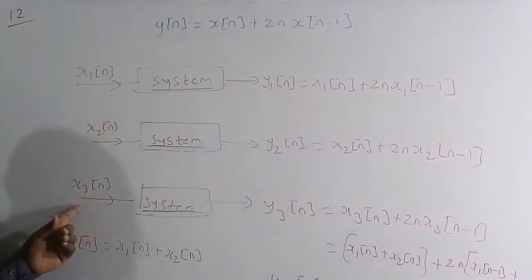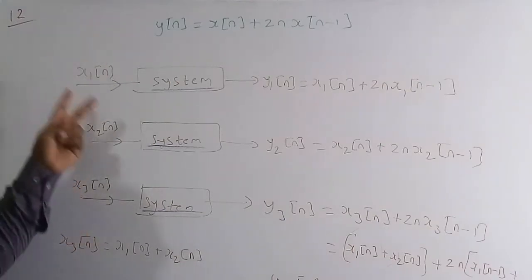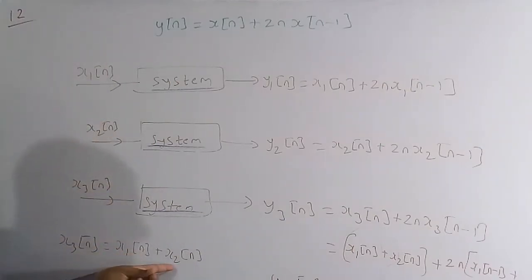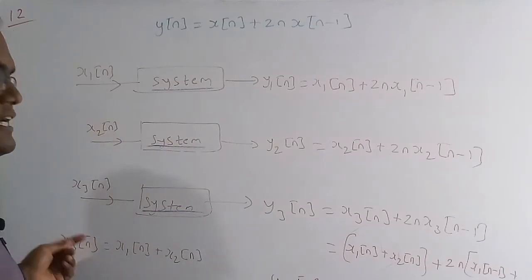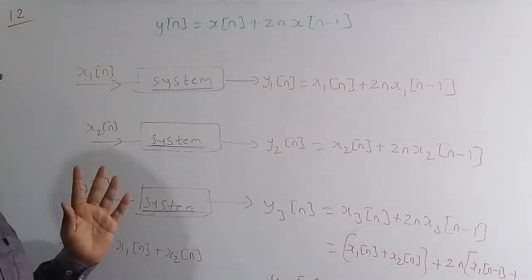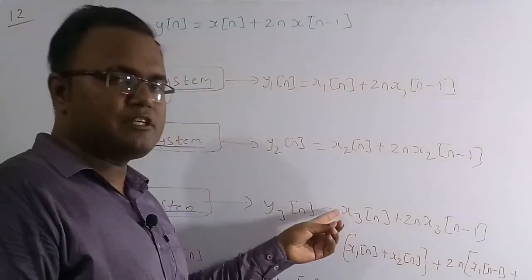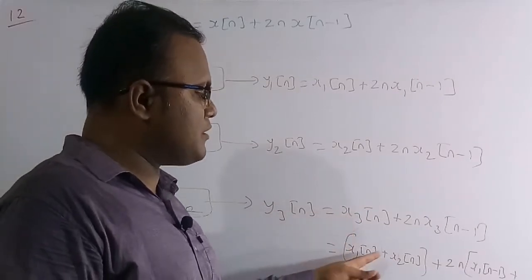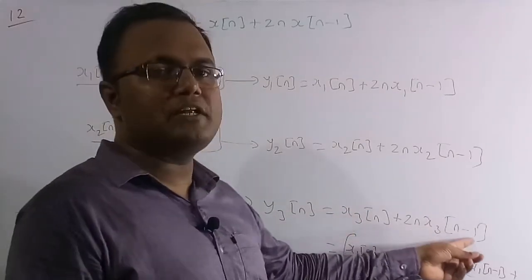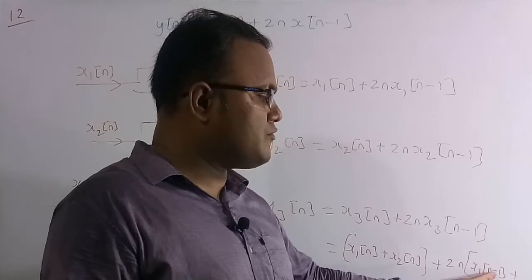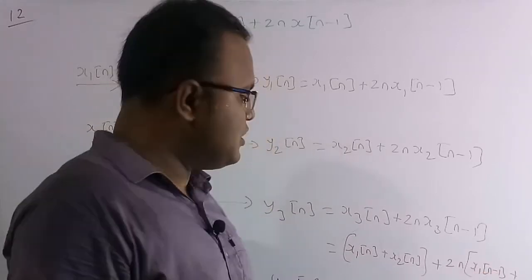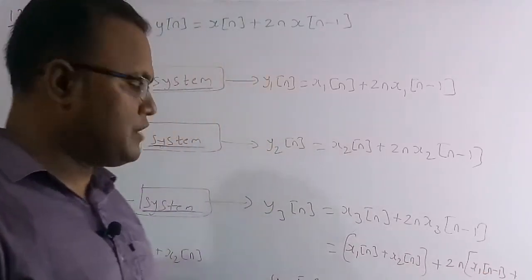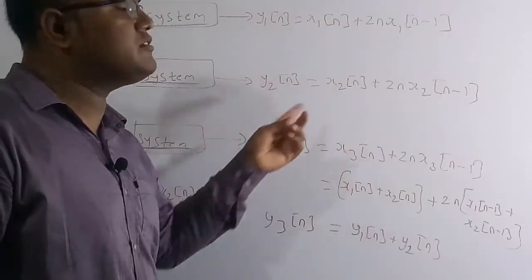Suppose this x3 of n is the new input, the summation of the two previous inputs, which is x1 of n plus x2 of n. Let me substitute here x3 of n is equal to x1 of n plus x2 of n in this equation. In place of x3 of n, x1 of n plus x2 of n, and x3 of n minus 1 means x1 of n minus 1 and x2 of n minus 1. So if you solve this algebraic equation, we are going to get the summation of the two previous outputs.